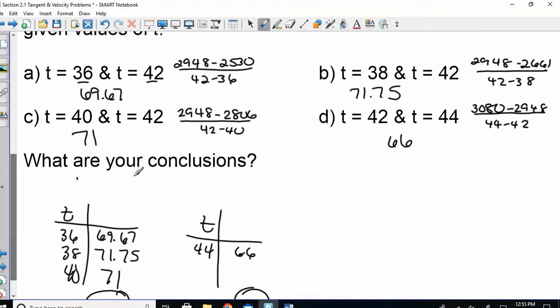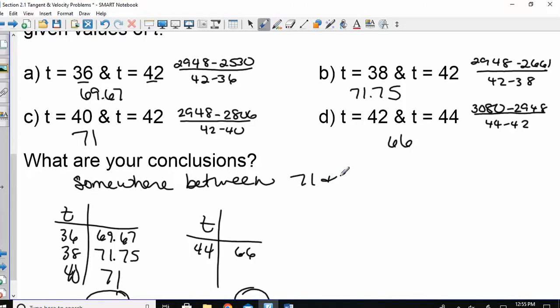So what was the question? Estimate the patient's heart rate after 42 minutes. So somewhere between 71 and 66 beats per minute. We can't tell exactly because we don't have enough information, but we can approximate it. Okay. Is that okay?